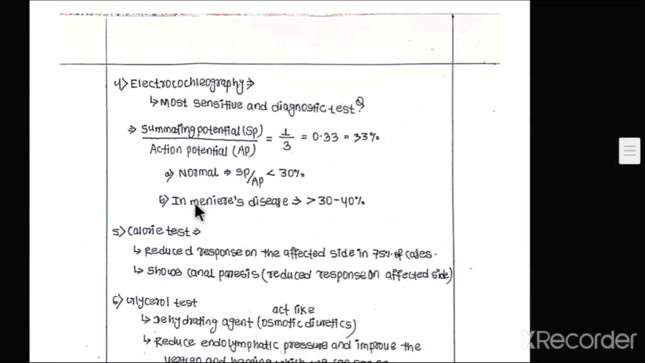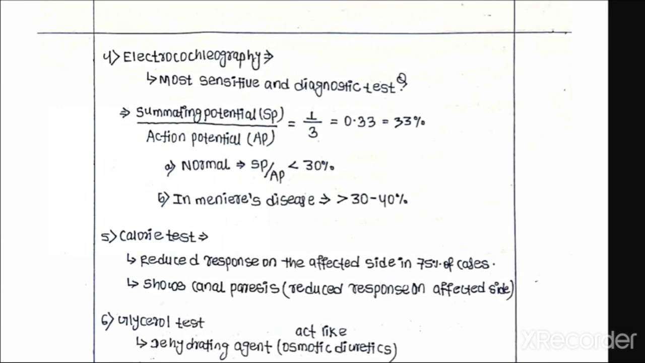Number 4, that is electrocochleography. Electrocochleography is the most sensitive and diagnostic test. Here the summating potential upon action potential is 1/3, that is 0.33 or 33%. Normally, summating potential upon action potential is less than 30%, but in Meniere's disease this value increases, that is, it is greater than 30 to 40%.